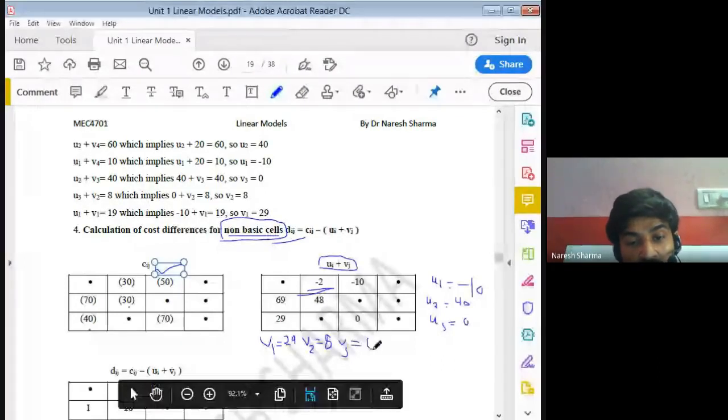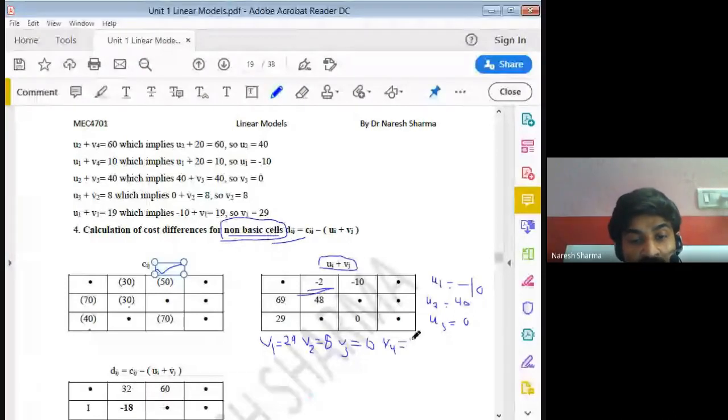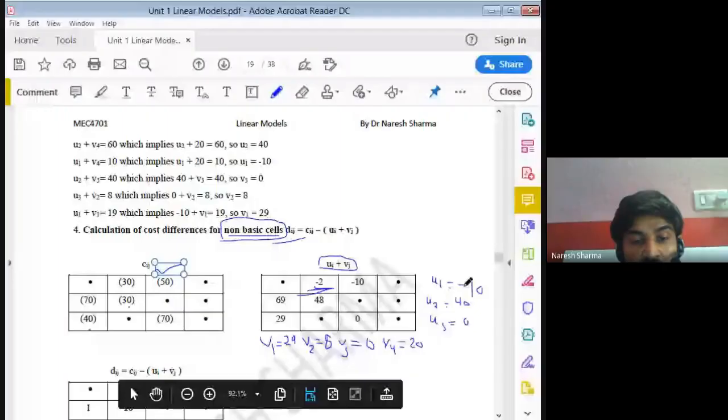And V4, if you check this V4, I think V4 is 20. You can check above. Now for non-basic, you just find out this location, first row, second column. So first row is minus 10, U1, and column is 8. So minus 10 plus 8 is minus 2.